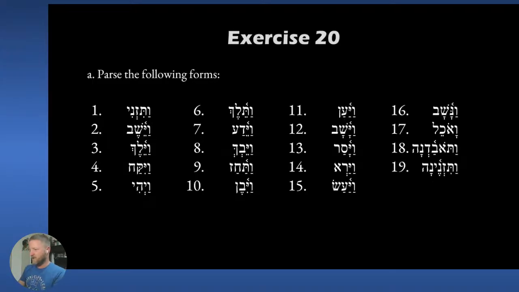Vatiznena. Okay, we said tizne and tizni means you played the harlot, the prostitute. Vatiznena would be you played the prostitute, or they. You plural or they.